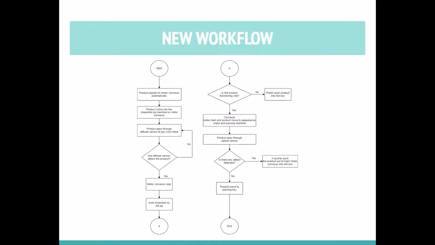So after that, the product will pass through the optical sensor or the vision camera to undergo appearance checks. So if there is a defect detected at the product, then the pusher will be activated, and the product will be pushed out of the main motor conveyor and then into the NG box. But if there is no defect detected, then the product will move to the packing box. Okay, next.